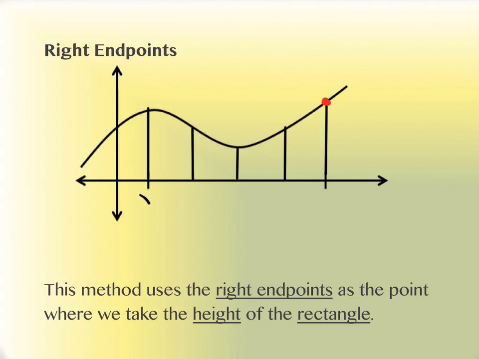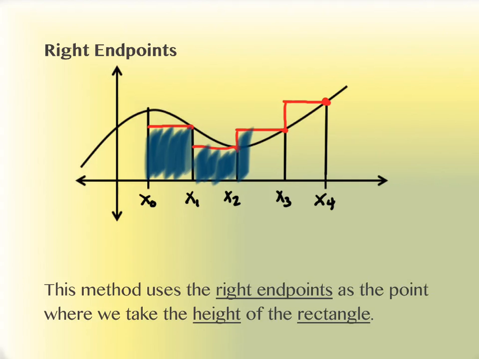But we've got this again, x0, x1, x2, x3, and x4. We're going to use right endpoints to estimate this now. So the right endpoint of this would be this right point. The right endpoint of the rectangle that is second to the right. The right endpoint of the rectangle that is third to the right. And then the right endpoint of the rectangle that is the furthest left. If we were to shade in this area, of course you see the underestimates on the left, and the overestimates end up being on the right on this particular one because of the type of curve that we're looking at.